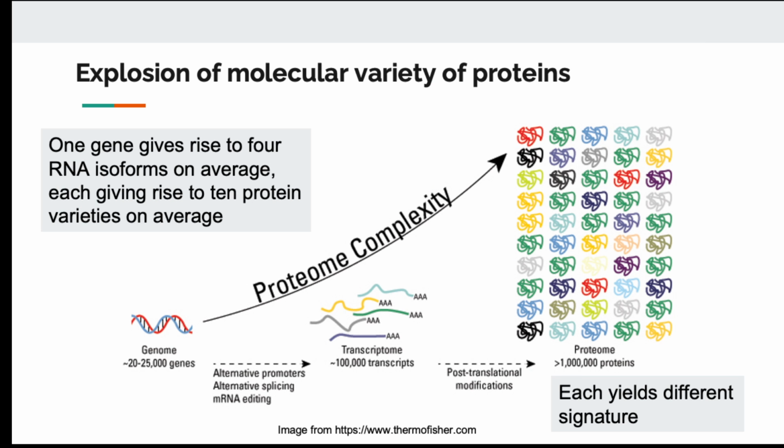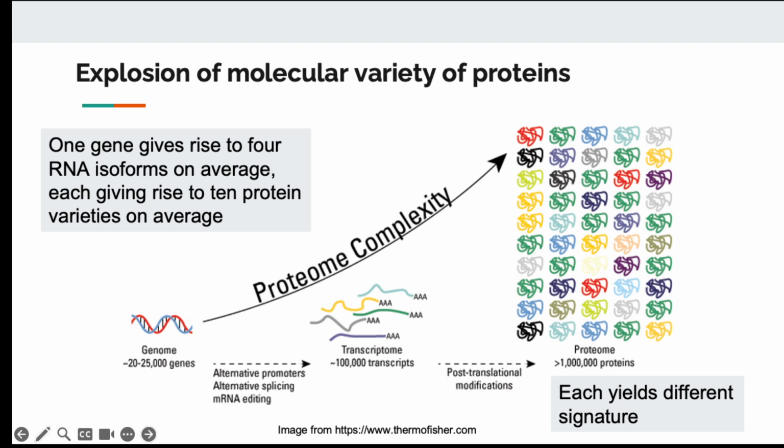And just to give you an estimate of how complex the data becomes: when you analyze a genome, you have about 20,000 genes for human. On average, these 20,000 genes can give rise to 100,000 RNAs. So these are isoforms that came from alternative splicing.